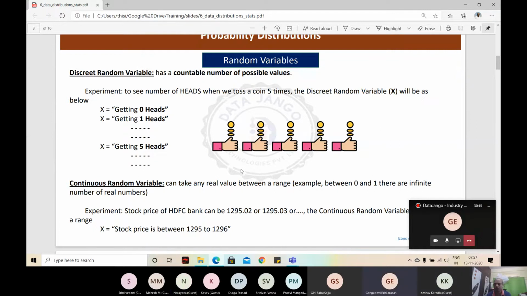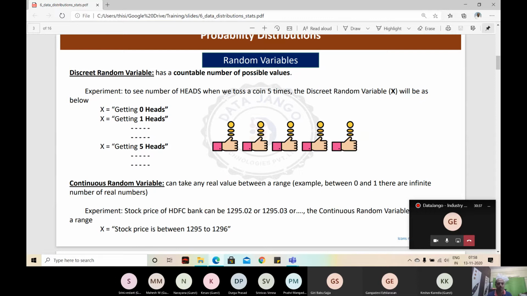Yes. So when you throw a coin 5 times, what happens? You may get 0 heads, 1 head, 2 heads, 5 heads. 1 head and the rest tails, 2 heads and the rest tails, 3 heads and the rest tails. These are all values X can hold. That's just a string like this: getting 0 heads, getting 1 head, getting 2 heads.